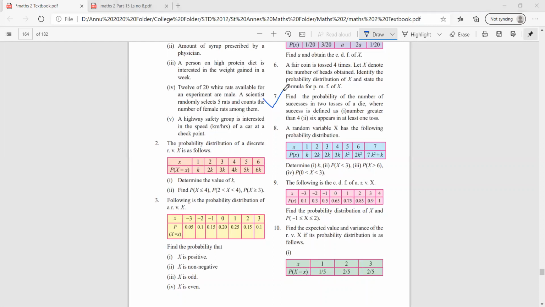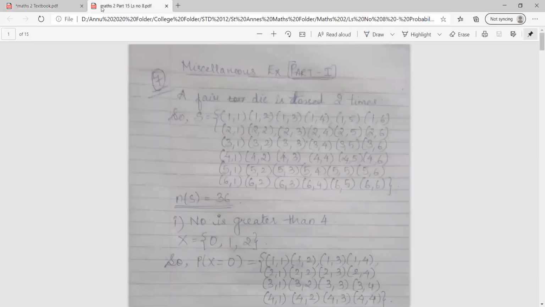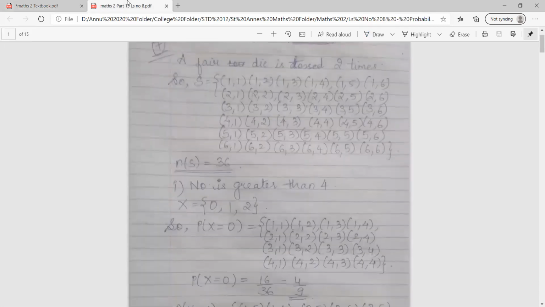Find the probability of the number of successes in 2 tosses of a die where the success is defined as getting number greater than 4 and 6 appears in at least 1 toss. So again, quite a simple sum. Pay attention. A fair die is tossed 2 times, so the sample space will be 36.